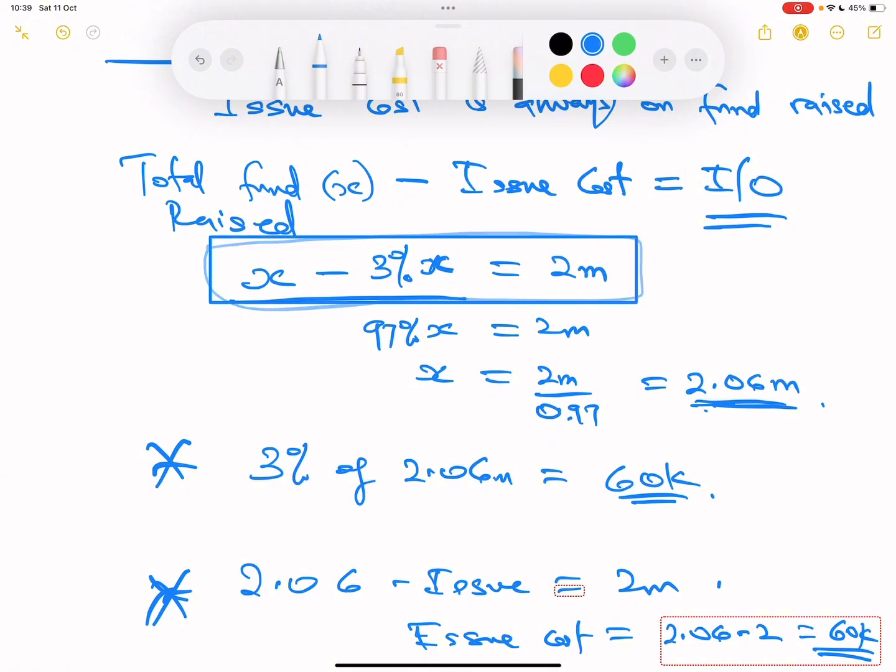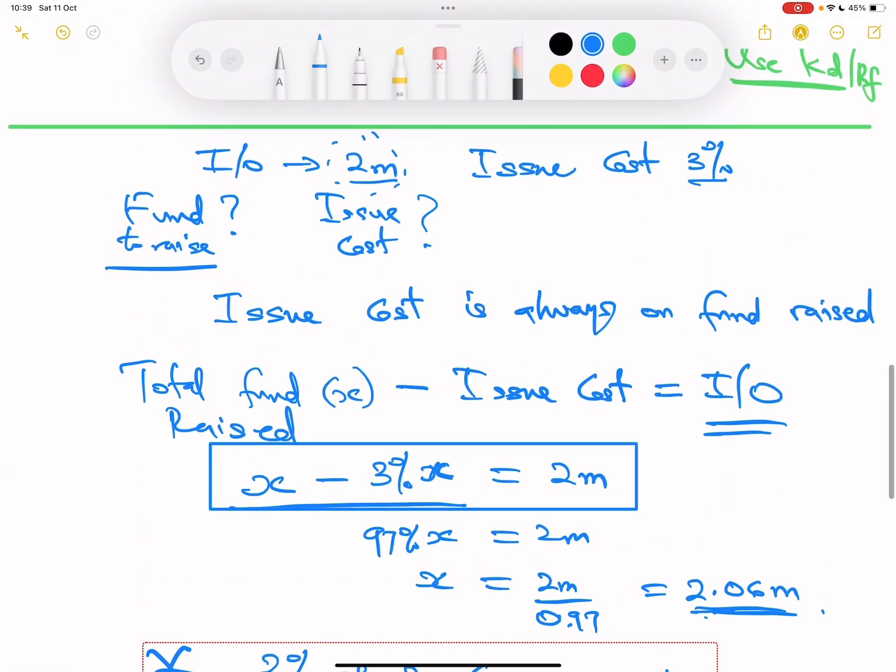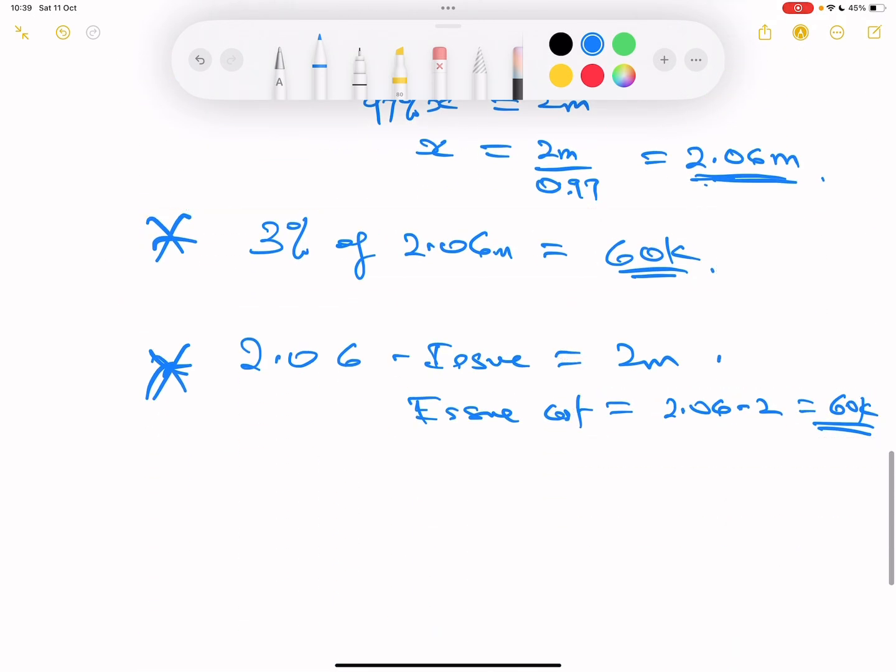Please take note. You should not think you need to apply your rate on the initial outlay. That will be wrong. Please take note. That's a trick that you always face in exams.